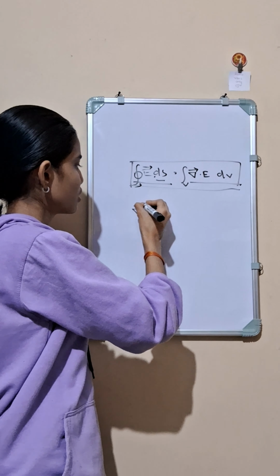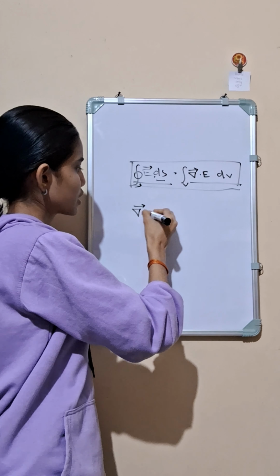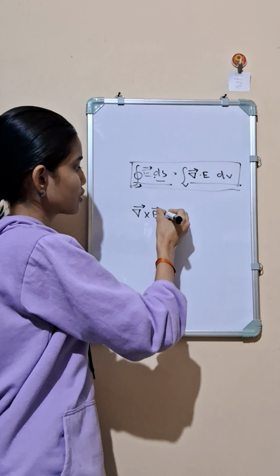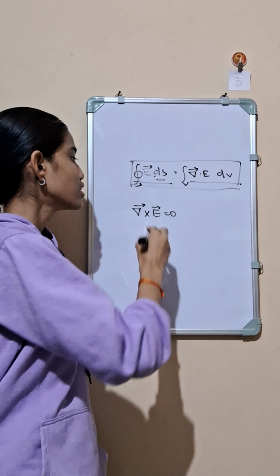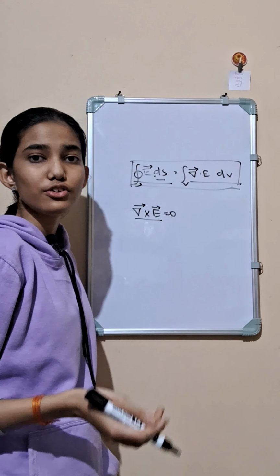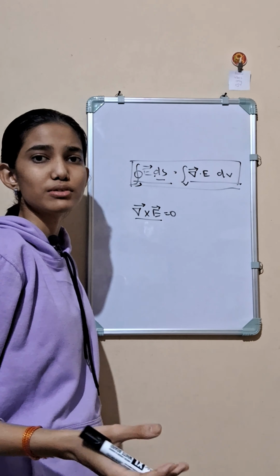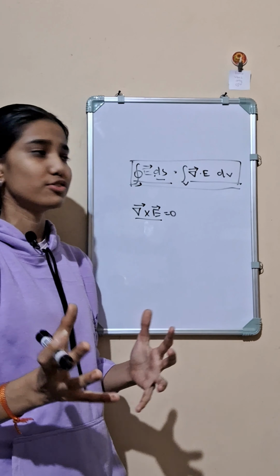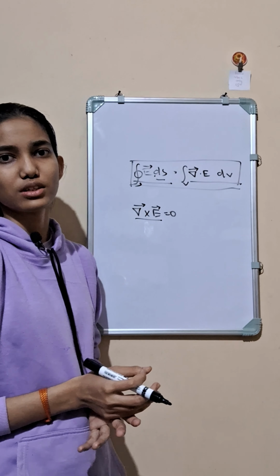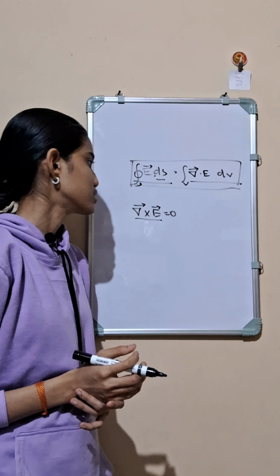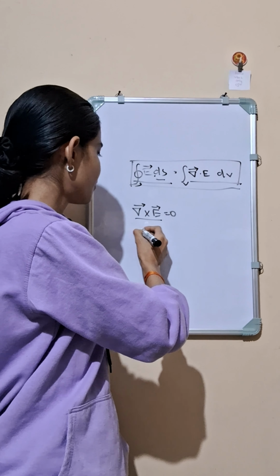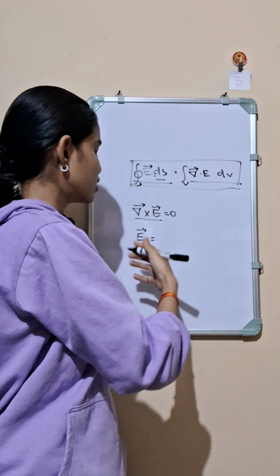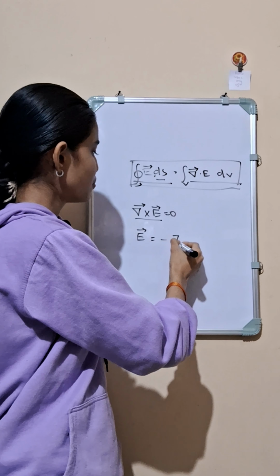We know that the curl of the E vector will be equal to 0, because the electric field is a conservative field and the curl of a conservative field is equal to 0. I guess you know about the properties of conservative fields. If you don't know, this is one of the properties of a conservative field. And we also know that the field vector is the negative of the gradient.